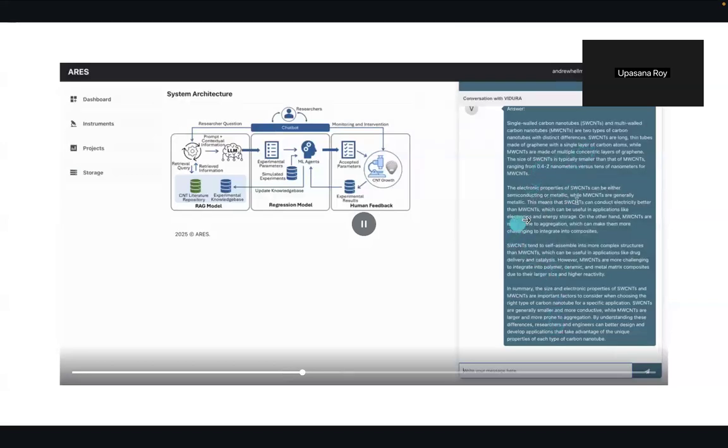And here you can see a couple of differences which have been mentioned, including the electronic properties and also some more information on how they can be used, like SWCNTs tend to self-assemble into more complex structures than the multi-walled CNTs, which can be useful in applications like drug delivery and catalysis. However, it's also mentioning that multi-walled CNTs can be more challenging to integrate into polymer, ceramic, and metal matrix composites due to their larger size and higher reactivity.